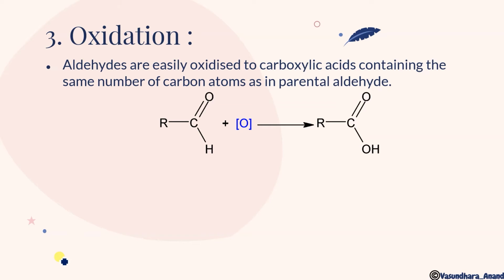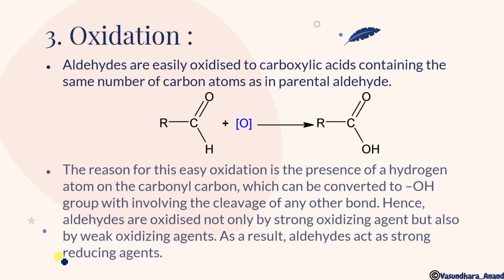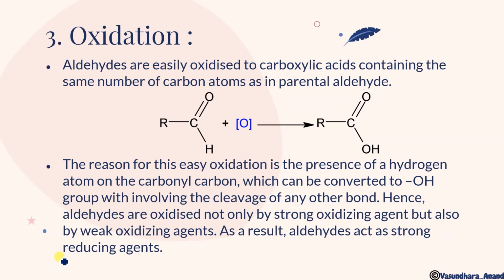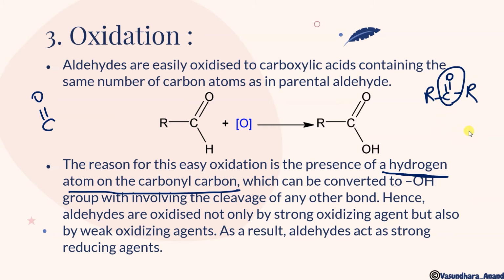What is the reason behind this easy oxidation? So let's know this. The reason for this easy oxidation is the presence of a hydrogen on the carbonyl carbon. That means C double bond O should have one H on this carbon only, then it will be easily oxidized. And this is the reason why acetone or ketone doesn't undergo oxidation easily. Again, why? Because in this case, the carbonyl carbon is not having any hydrogen. So that's why it cannot oxidize easily. Oxidation is not easy. Yes.